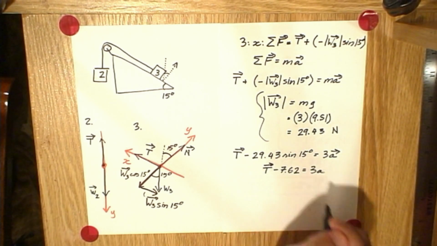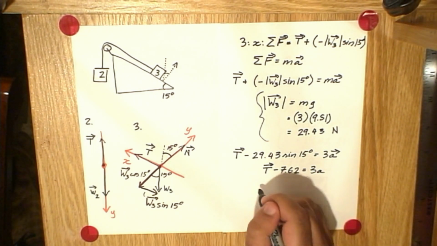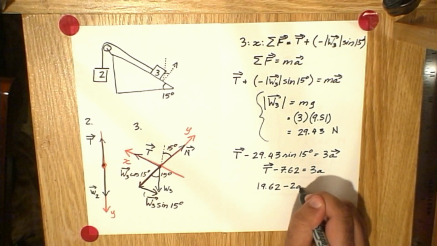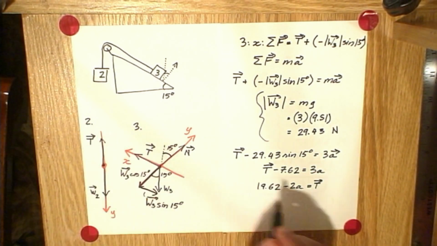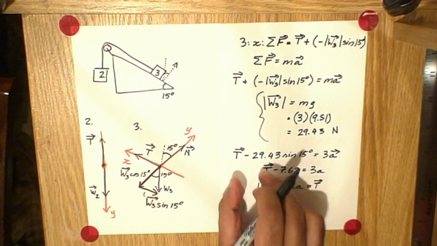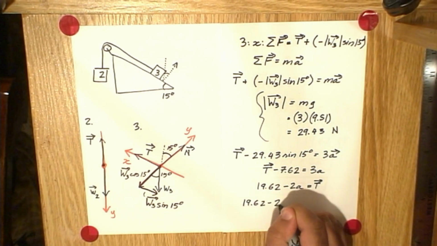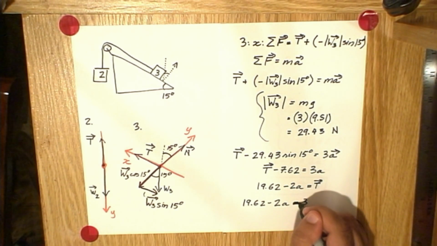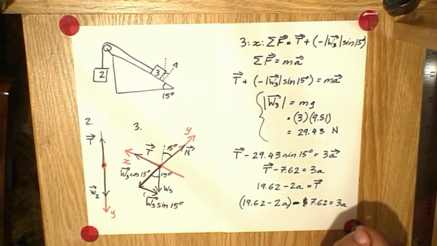Now, if you'll remember from when we solved the y direction, we said that 19.62 minus 2 times the acceleration was equal to the tension force. We solved that out using the 2 kilogram object. So now we can take this expression and plug it in for the tension. 19.62 minus 2 times the acceleration, minus in turn the 7.62, gives you 3 times the acceleration.